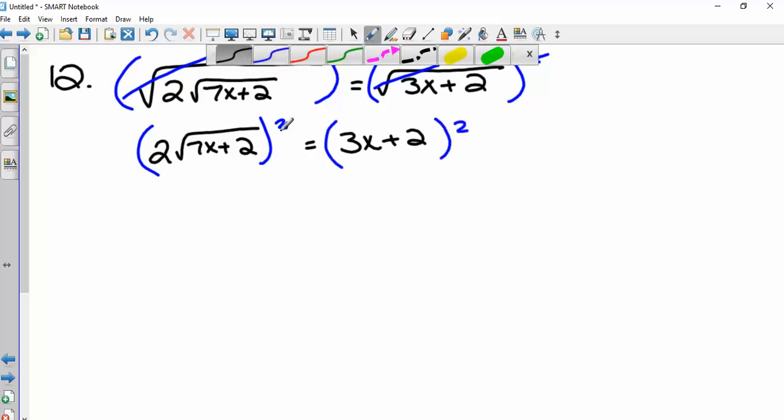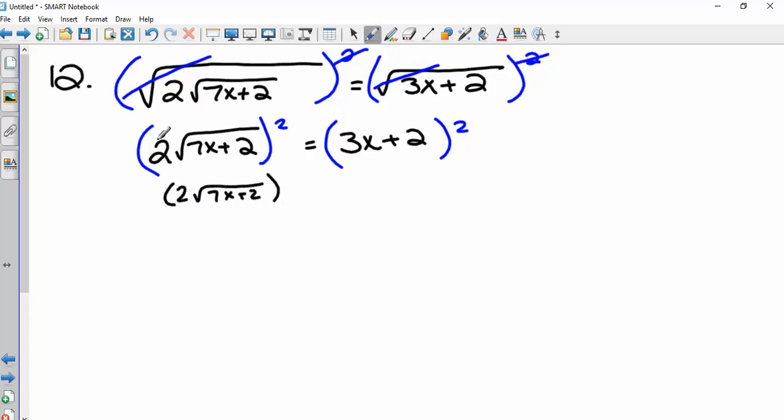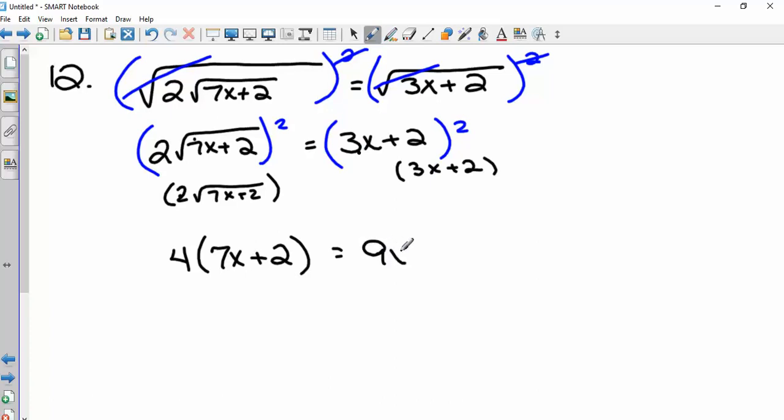Now over here, when I say square it, it means you have 2 of them. So if I take 2 times 2, we get a 4. When I take the square root of 7x plus 2 times the square root of 7x plus 2, the square root cancels, and you just get a 7x plus 2. So we have 4 times 7x plus 2. On the right, that means there are 2 of these, so you have to FOIL. So 3x times 3x would be 9x squared plus 6x plus 6x, so that'll be a 12x plus 4.